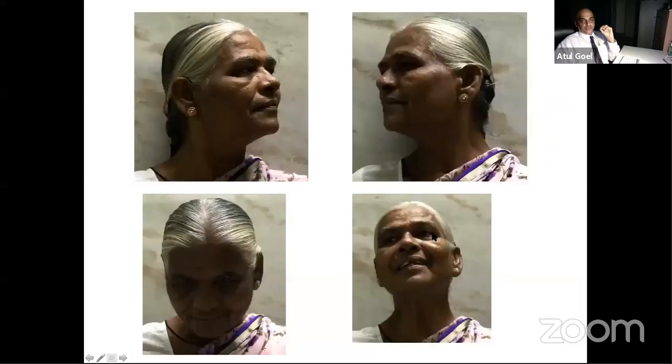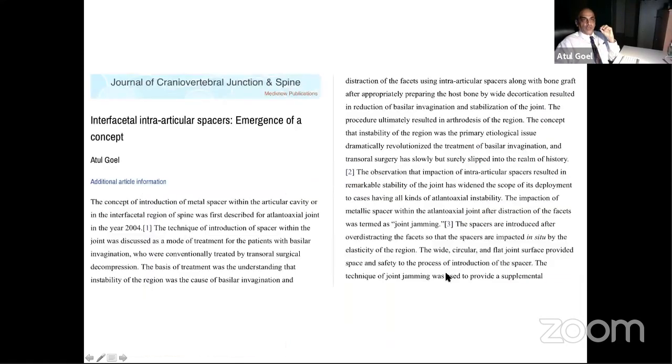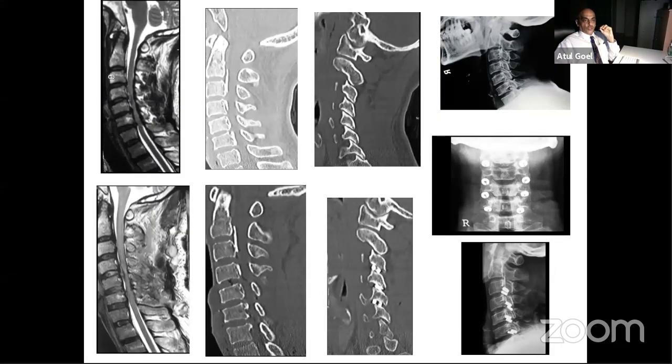Stabilization is the treatment. And you see the movements of the neck are quite well preserved. So intrafacetal, intra-articular spaces is an emerging concept, and I want to show you several images of this concept. This is another case similar to the previous one, multi-level spinal degeneration.